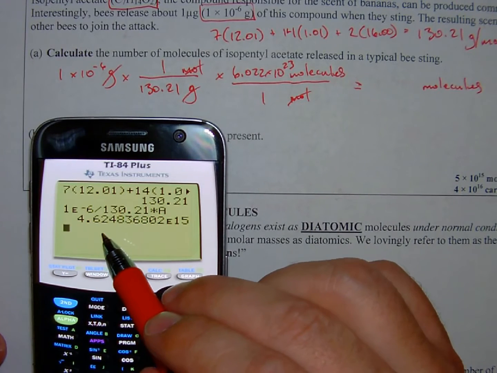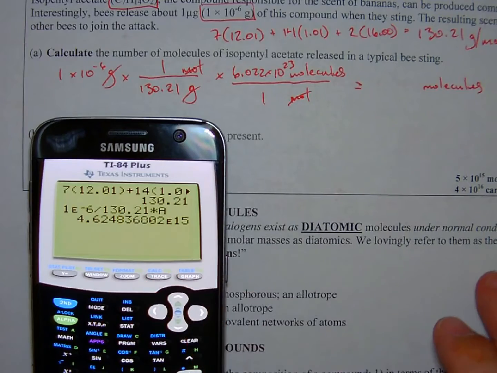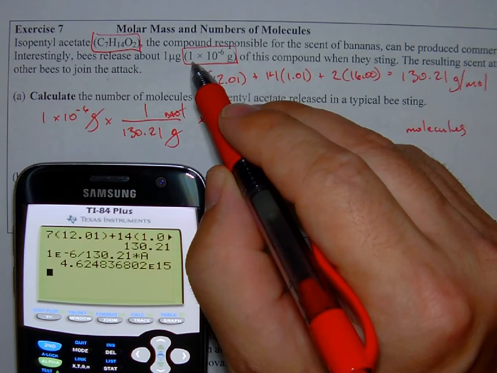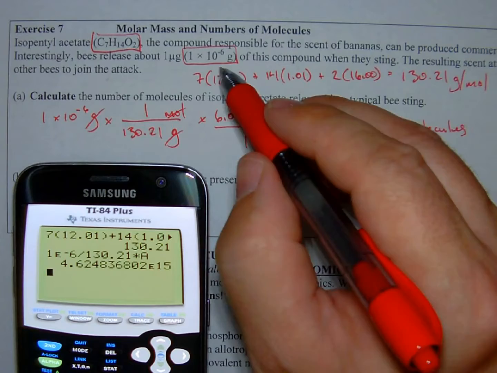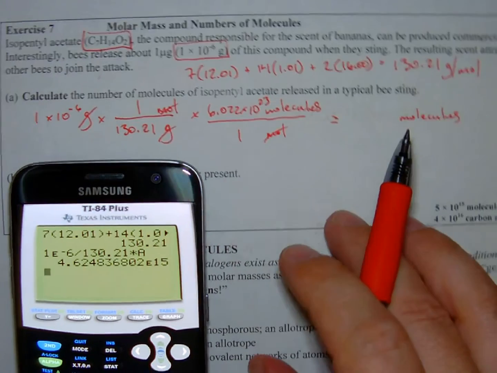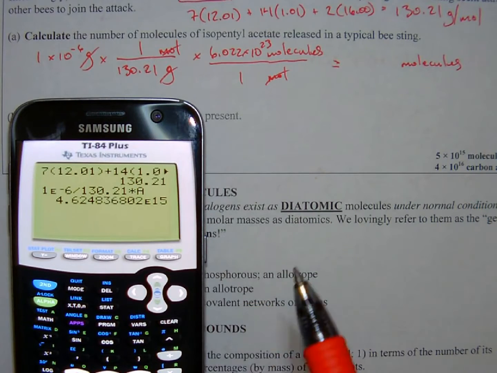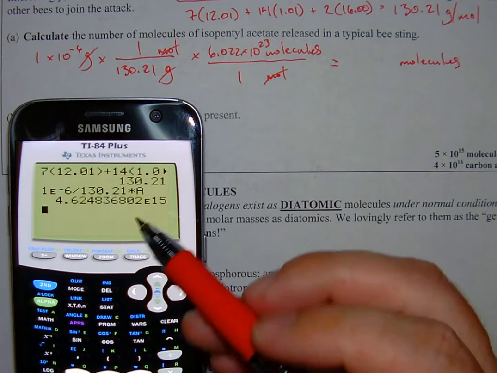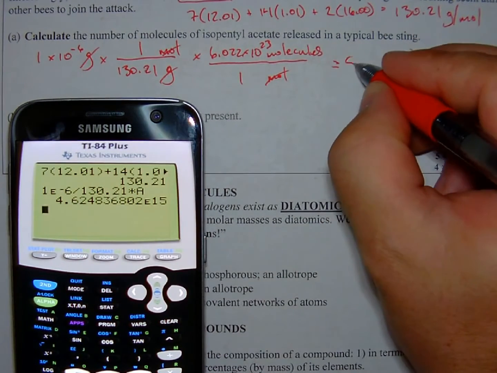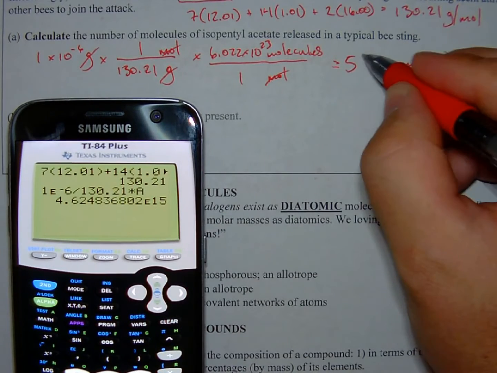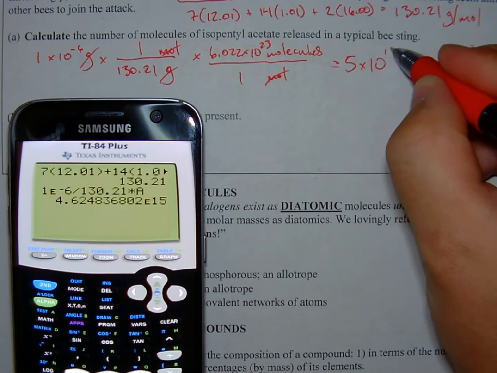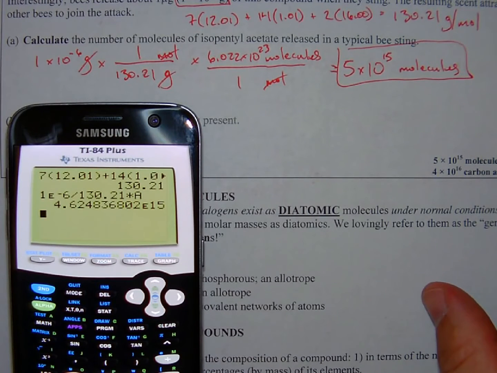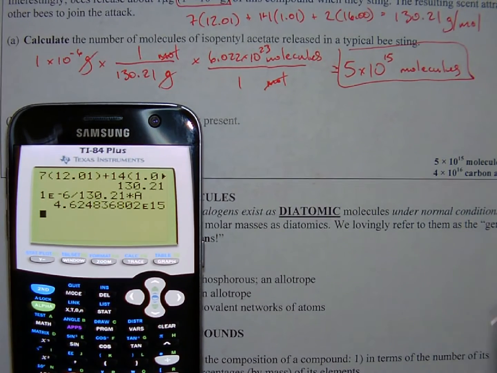This can't possibly be how many significant figures I should report my answer in. So let's look back to the question to see how many significant figures. The only information that they've given me here is this term, and this only has one significant figure. And so I'm going to have to report my answer with one significant figure, which might seem lame, but that's what the question calls for. So here's my one significant figure. What does that 6 tell me to do? Round it up to 5. That E stands for times 10 raised to the 15th power. So that is a lot of molecules of isopentyl acetate that are released on a typical bee sting.